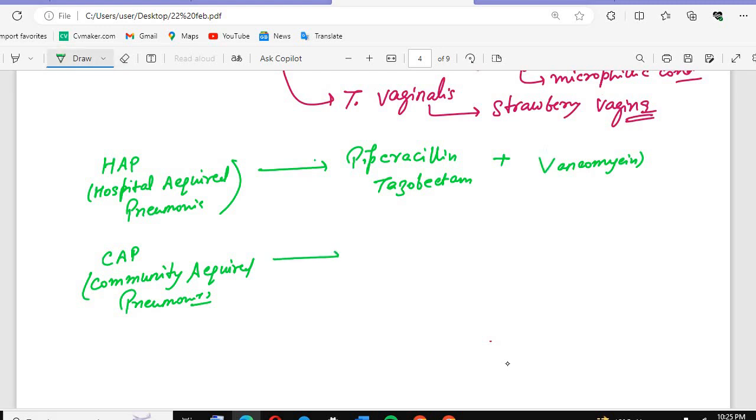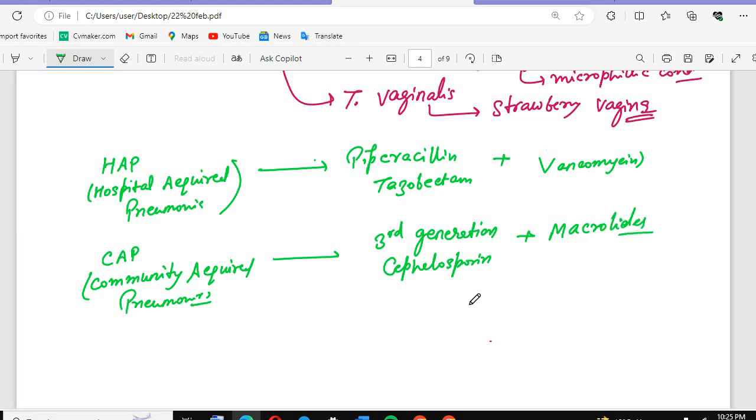In case of community acquired pneumonia, the drug we give here is the third generation cephalosporin. That is third generation cephalosporin. And along with that, what will we give? We will give the macrolides.